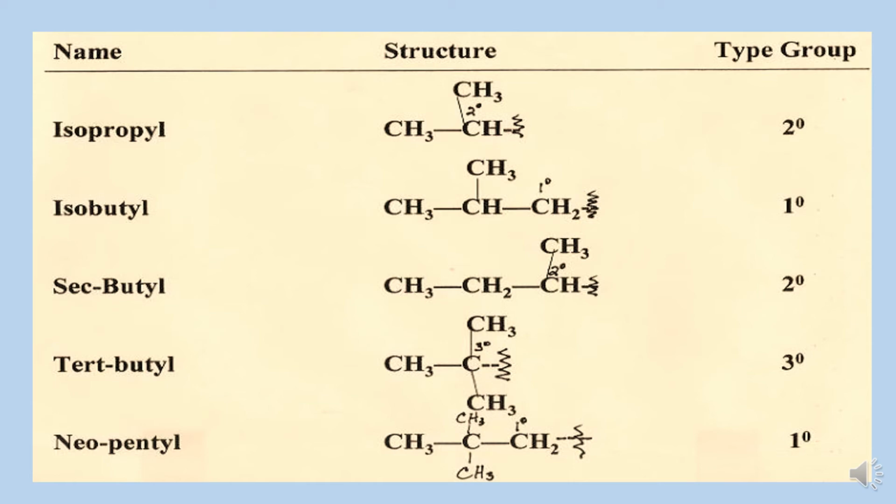Whereas in tertiary butyl, the carbon which is attached to the parent chain directly is a 3-degree carbon, a tertiary carbon, that is, the carbon which is further bonded to 3 different carbon atoms. And in neopentyl groups, the carbon which is attached to the parent chain is a 1-degree carbon, and the carbon adjacent to this group is 3-degree. So this type of position is called the neo position.